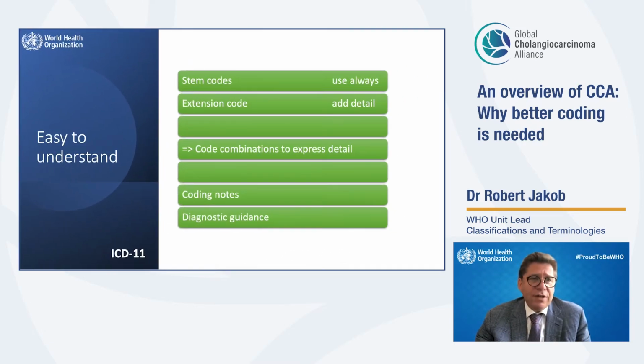Now, ICD-11 is essentially rather easy to understand if you know some basic things. What we have are stem codes, so these are the classical statistical codes, and you add detail to this stem code information using extension codes. And with these code combinations, you can express all kinds of detail that you want. You can have a single code, or a code combination of as many codes as you want or need in your environment. In addition, of course, there are still coding notes and some diagnostic guidance depending on the part of the ICD.